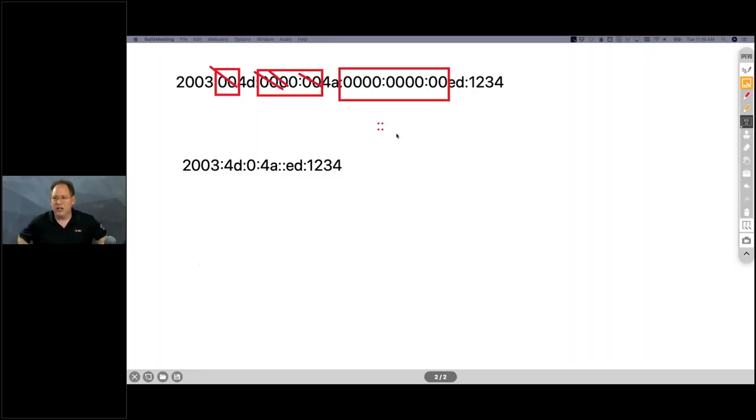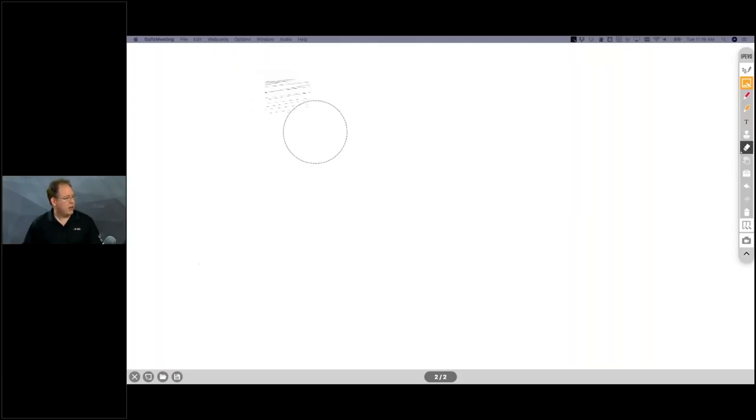So that's address representation. Now, when you learned IPv4 addresses, way back in the day, you learned that there were different kinds of IPv4 addresses. So let's go through some of those and compare IPv6 with IPv4. What I'm going to do here is make a little comparison chart.